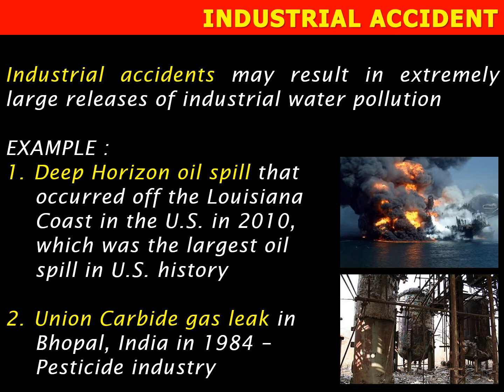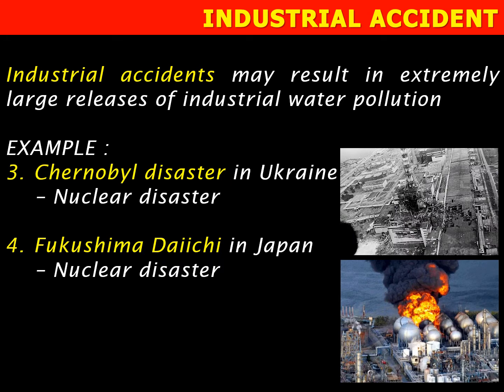Industrial accidents may result in extremely large releases of industrial water pollution. For example, the Deepwater Horizon oil spill that occurred off the Louisiana coast in the U.S. in 2010, which was the largest oil spill in U.S. history. Union Carbide gas leak in Bhopal, India in 1984 due to the pesticide industry. Chernobyl disaster in Ukraine due to nuclear disaster. And Fukushima Daiichi in Japan, also a nuclear disaster.